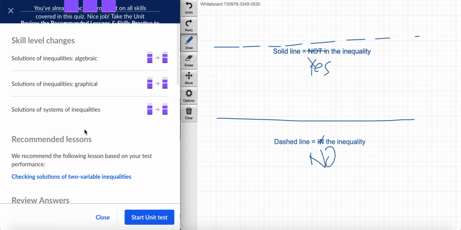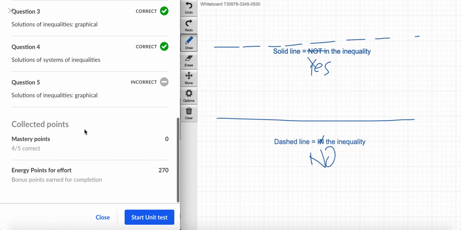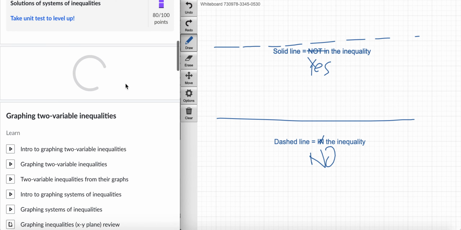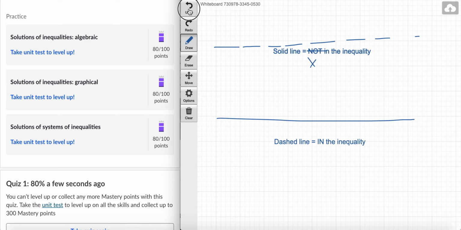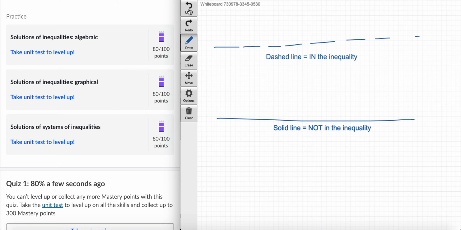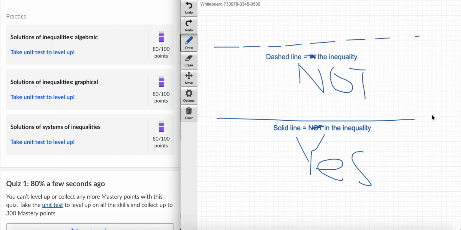So, anyway, that will be it for today's video. And remember again, dashed line means no, it's not in the inequality. Solid line means yes, it's in the inequality. Sorry about that mistake. It's a huge mistake.